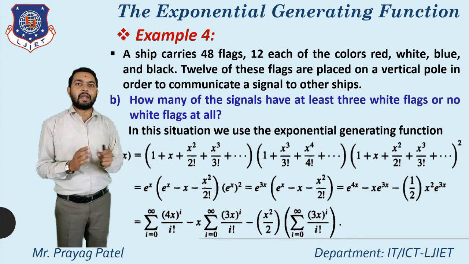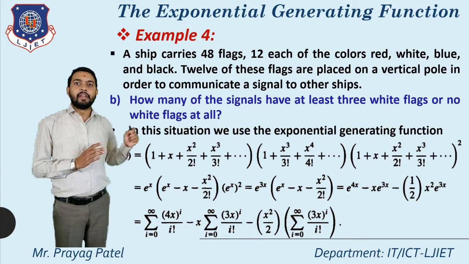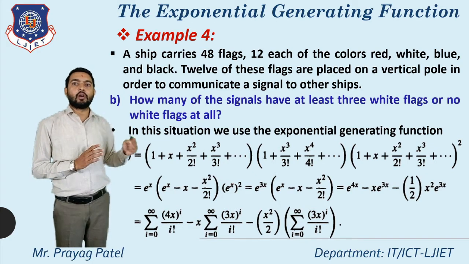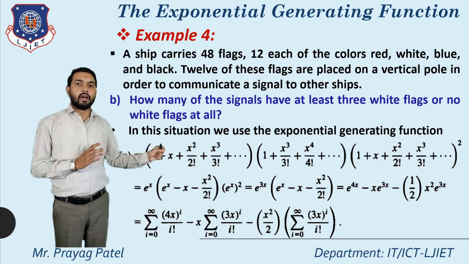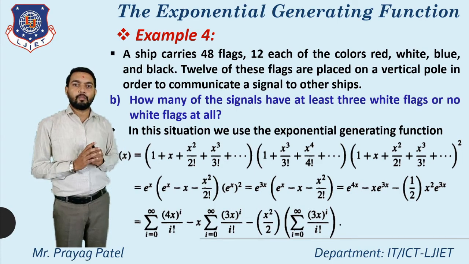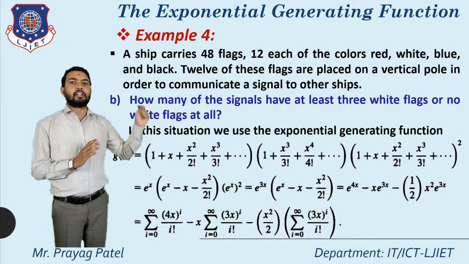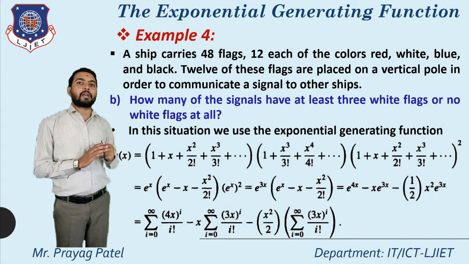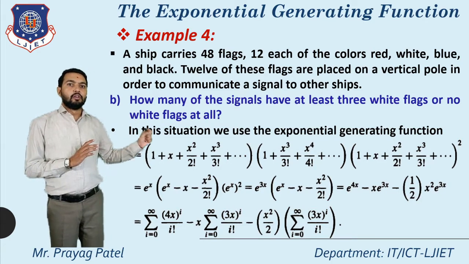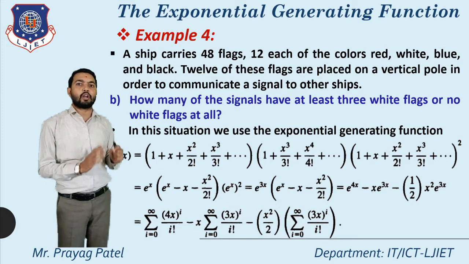Now the second part is for the white color. Here a restriction is available for white. What is the restriction? At least 3 white flags or no white flag at all. So we can say that no white flag is x raised to 0, which is equal to 1, in the second part. The next condition is x raised to 3 to infinity, meaning 3 or more are possible. That means we write 1 plus x cube by 3 factorial plus x raised to 4 by 4 factorial. We are not writing x or x square by 2 factorial, because these two conditions are not considered.